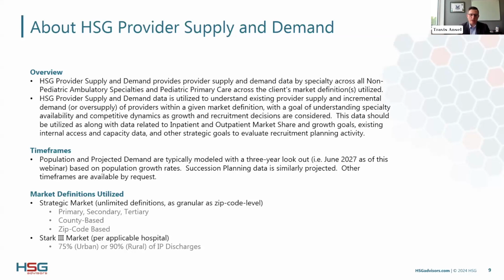And then, when we look at that data, we frequently, as most of you do as well, put this provider supply and demand data alongside, where are we from a market share perspective on the inpatient and outpatient side? What are our growth goals? What are we trying to move to from our current position in the market? What are we trying to grow into from a market share perspective? What does our internal access and capacity data look like? We obviously always love recruiting new providers, but we also want to make sure we're effectively ramping up our existing ones and utilizing our ability to grow internally before we make expensive investments in providers. So we want to look at that data.